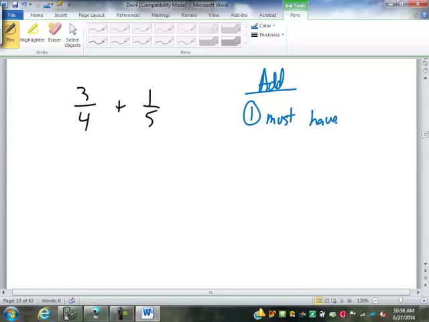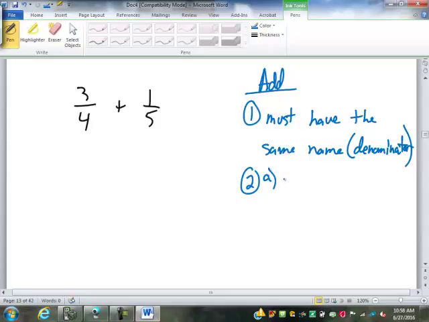Must have the same name. And for a fraction, that is the denominator. Do these have the same denominator? No. So we're going to have to take care of that first. Once we have that same name, we add by combine the counts. And what do we do with the name? We keep the same name, right?